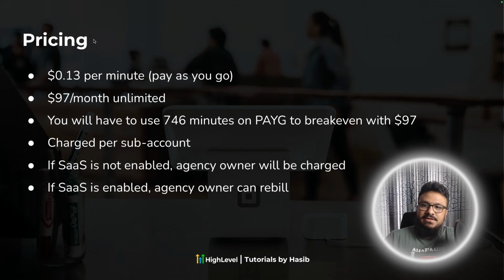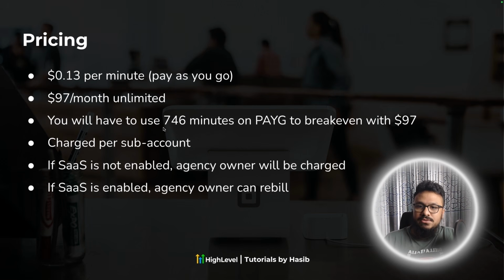Let's talk about the pricing. For each minute the voice AI operates, you'll be spending $0.13. So 13 cents, and that's the pay-as-you-go model. However, there is a $97 per month unlimited package as well, so they won't charge you per minute if you are on the 97 per month, and that's per sub account. So $97 per month per sub account, not the agency level, just so you know.